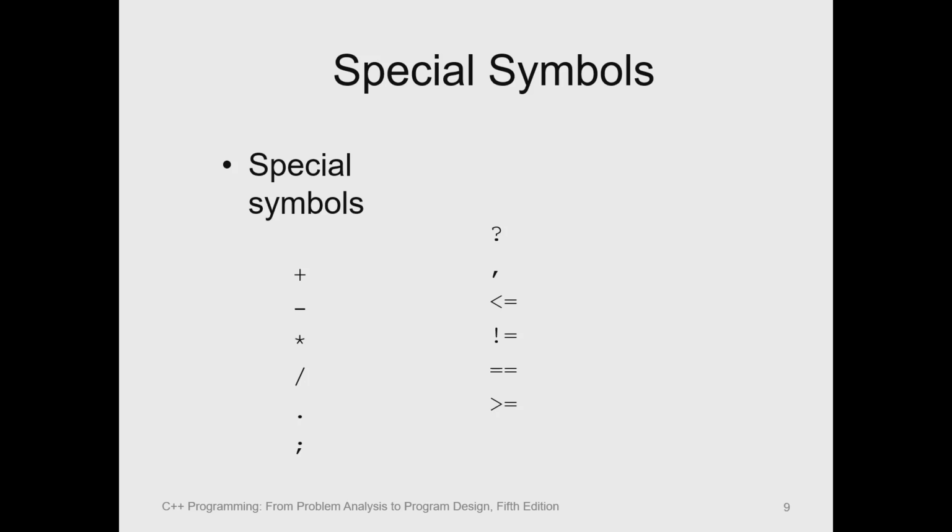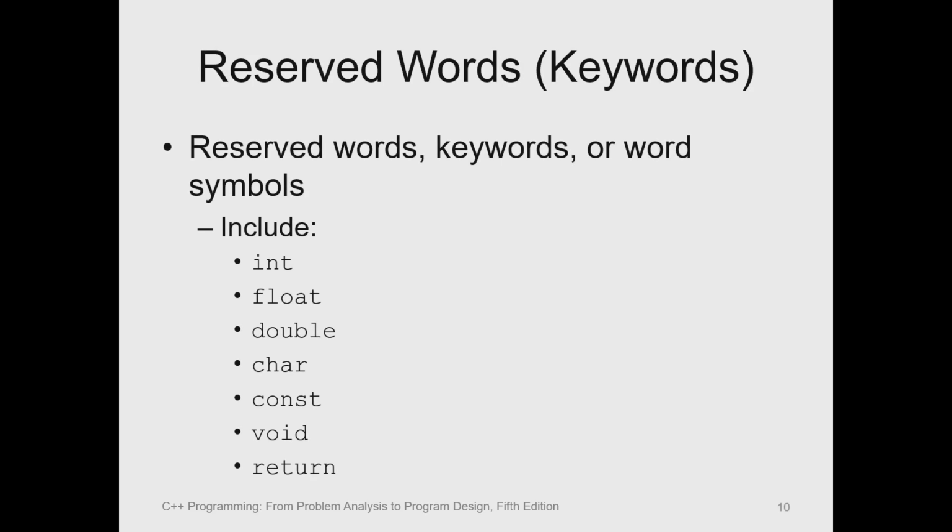Here is a list of some of the reserved words, which we also call keywords or word symbols in C++. That includes int, for declaring an integer or integral data type; float or double, which declares a value with a decimal or fractional component; char for the character data type; const for a constant value or a named constant; void, which should not return a value; and return if your program is returning a value.